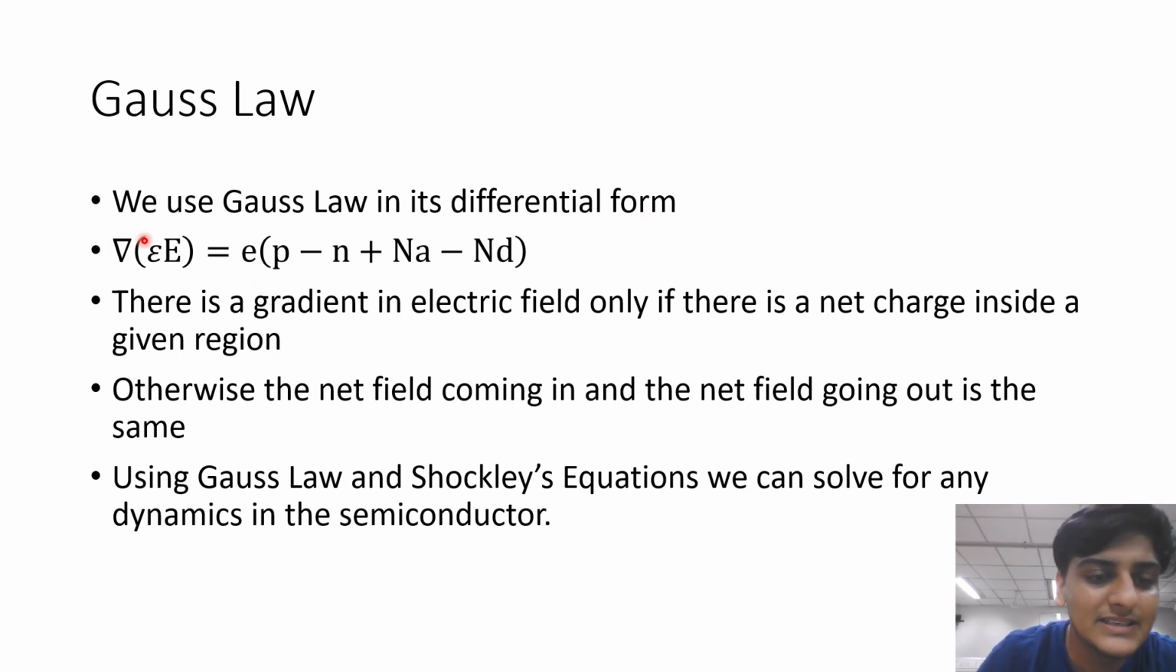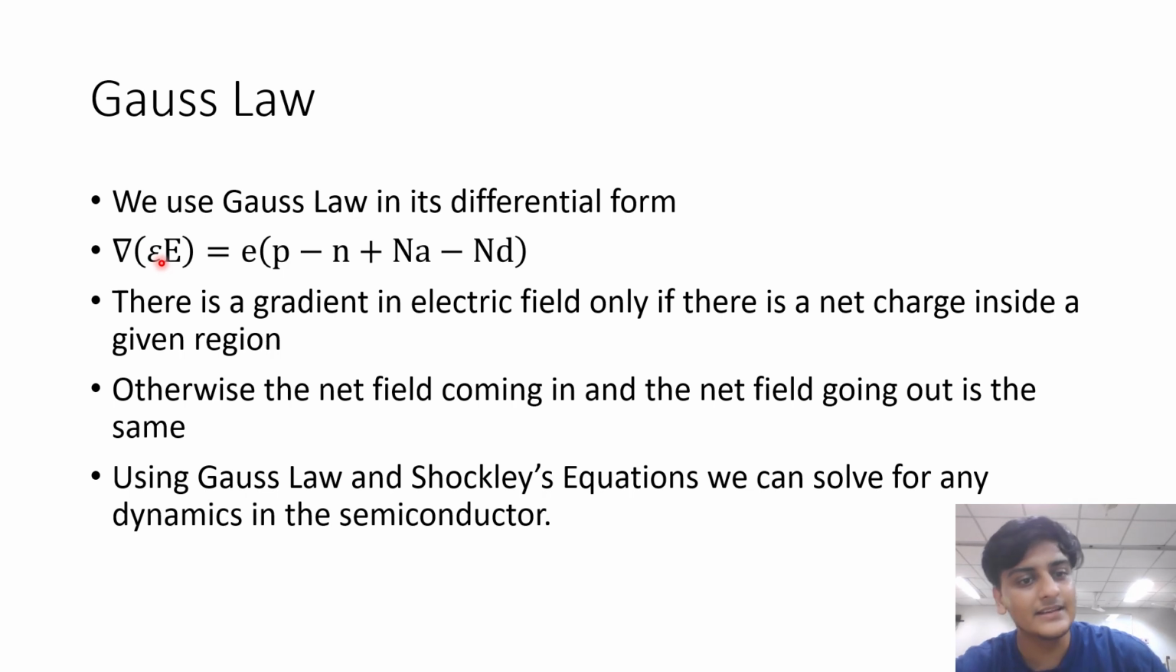which is given by this expression right here. Here, epsilon is, of course, the permittivity of free space. E is the electric field. They're saying that the gradient of this term is the net electronic charge in that small region around which you're doing this gradient. So I'll just give the intuition for this.